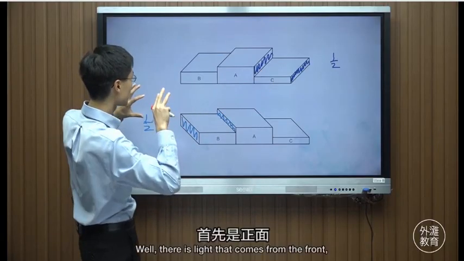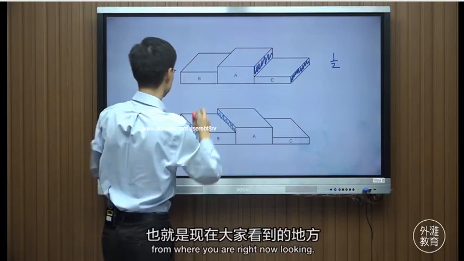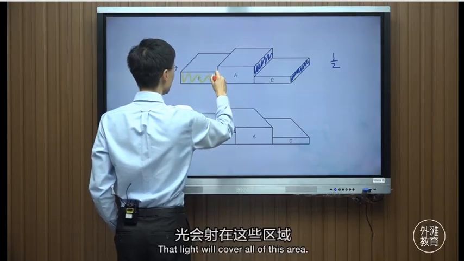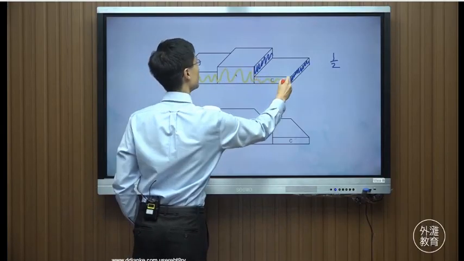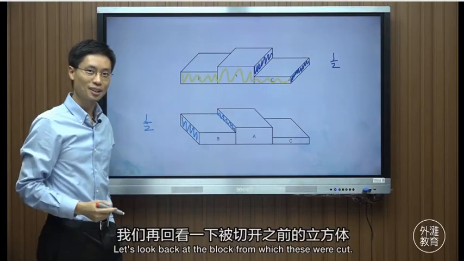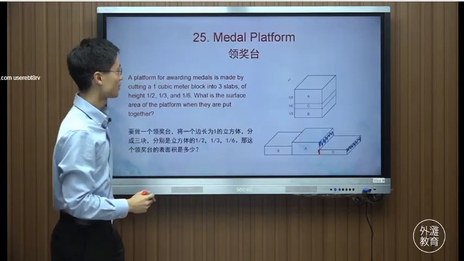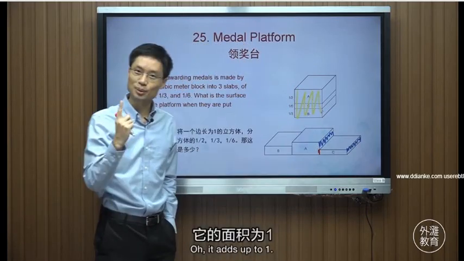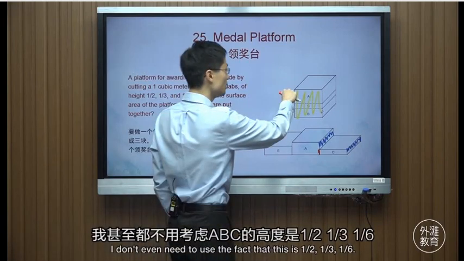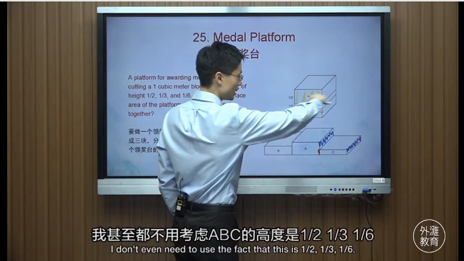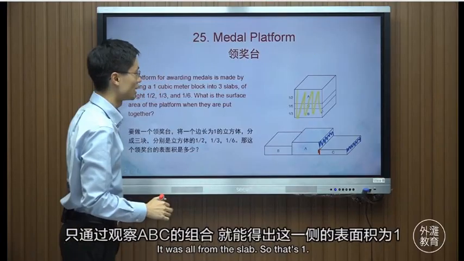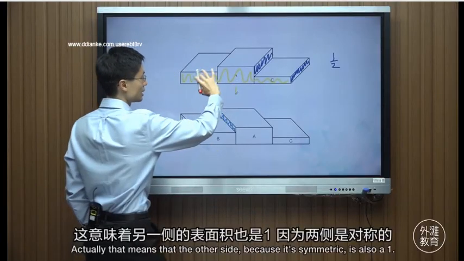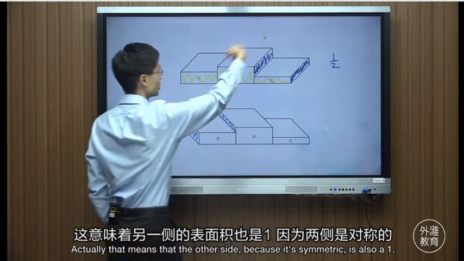Well, there's light that comes from the front, from where you are right now looking. That light would cover all of this area. What's that? Let's look back at the block from which these were cut. That is exactly this. Oh, it adds up to 1. I don't even need to use the fact that this is 1/2, 1/6, 1/3. It was all from the slab, so that's 1. So this side is a 1. Actually, that means that the other side, because it's symmetric, is also a 1.